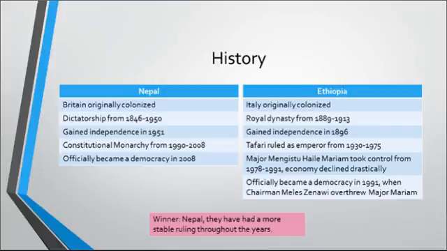From 1889 to 1913, Ethiopia was a royal dynasty. This is when Italy colonized Ethiopia. A few years later, they went to war because the treaty was broken, and this is when Ethiopia gained their independence from Italy. Tafari was crowned emperor in 1930 and ruled until 1975. That is when he was strangled. 3 years of chaos then emerged, and Major Mengistu Haile Mariam took control. The economy then declined. In 1991, Chairman Meles Zenawi took over and turned Ethiopia into a democracy.